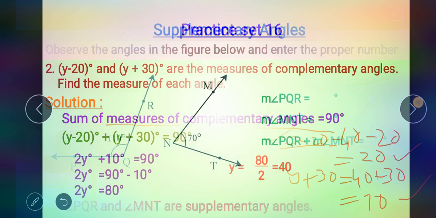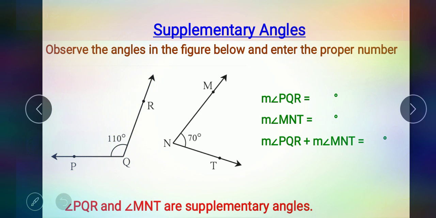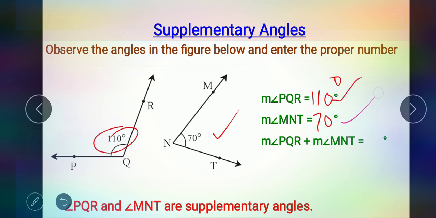Let's move to the next topic. Now we are going to learn supplementary angles. Suppose we have angle PQR. The measure of angle PQR is 110 degrees. The other angle is MNT, which has measure 70 degrees. When you add 110 and 70, you get a total of 180 degrees.